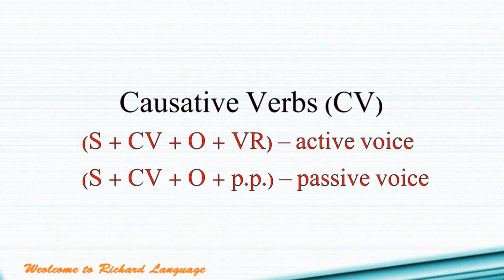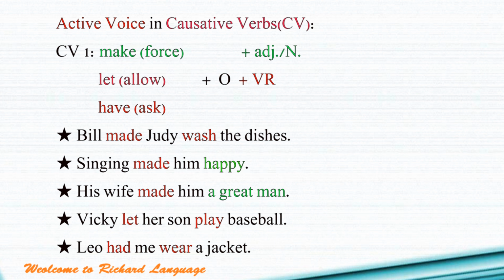Okay, right now, let's talk about the active voice in causative verbs. We have two kinds of causative verbs. The first kind is make, let, and have. They have similar meanings, but make is more like you force someone to do something. Let is like you allow someone to do something. And if you use have, it's like you ask someone to do something.